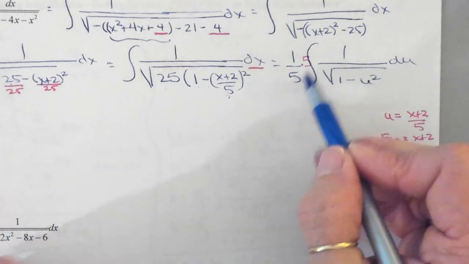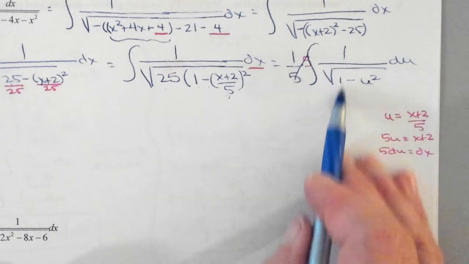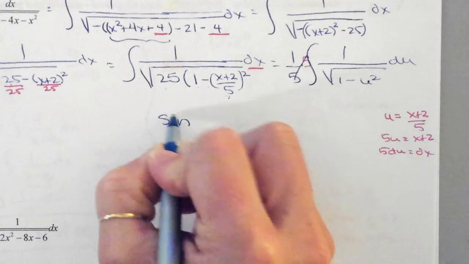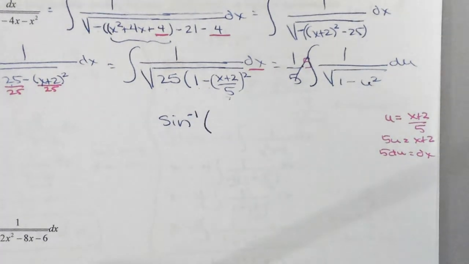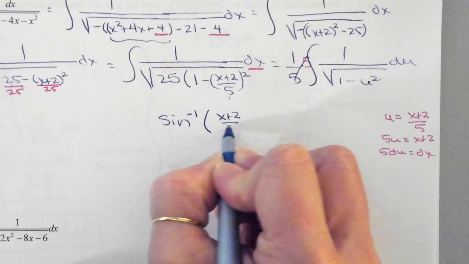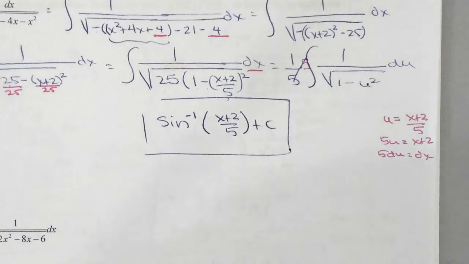What happens here? Yep, these are gone. What's this? Inverse sine, yep. What's my u? x plus 2 over 5, plus c. Okay, that one required a little bit more work.